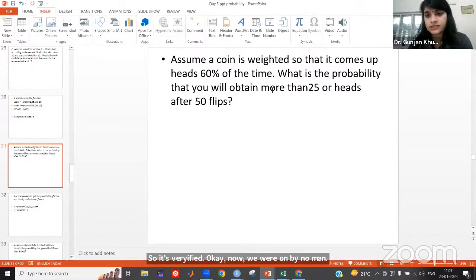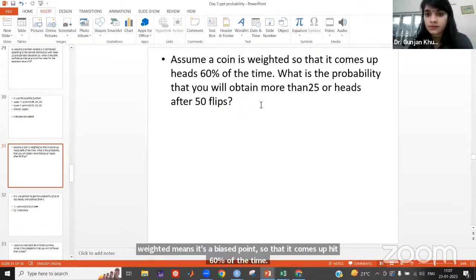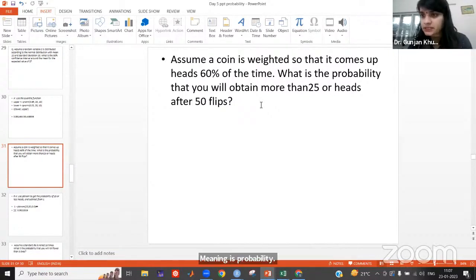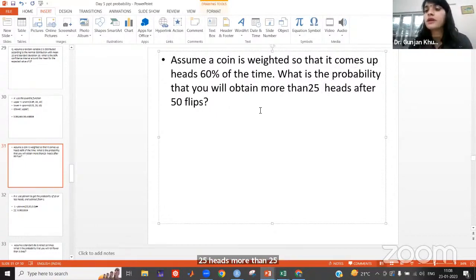Assume a coin is weighted. Means the coin is not unbiased, right? It's weighted, means it's a biased coin, so that it comes up head 60% of the time. Meaning the probability of head is 60 by 100, that's 3 by 5, 0.6. What is the probability that you will obtain more than 25 heads after 50 flips? So more than 25 is probability X greater than 25, where X is the number of heads.